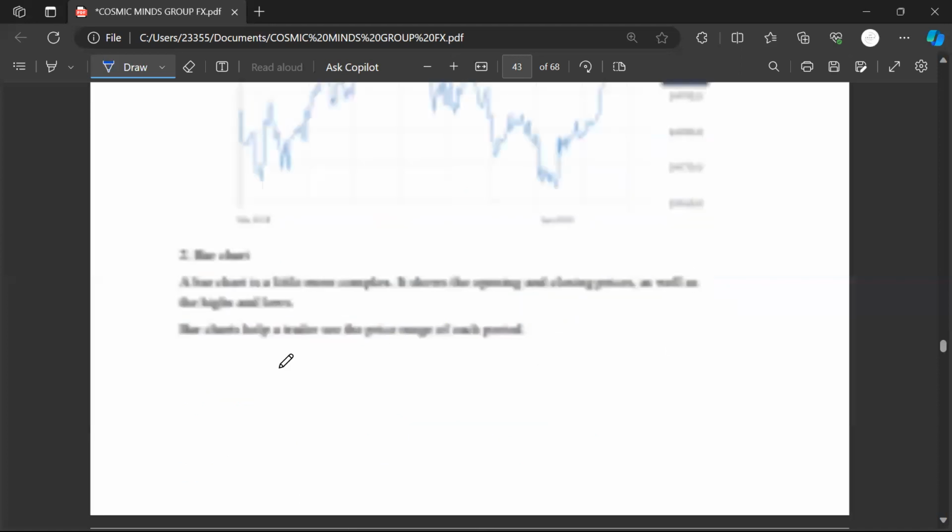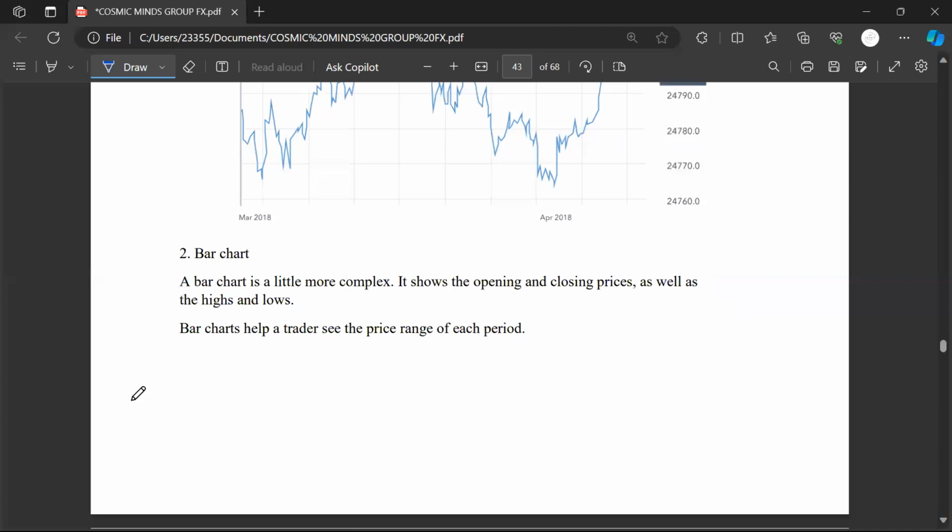Now let's move to the second type. We have the bar chart. A bar chart is a little more complex than what we just looked at, right? Now it shows the opening and closing prices, as well as the high and low. Every market will have an opening and a close, depending on the time frame that you use, right? I think we have treated time frames and all that. So you just have to look at that.